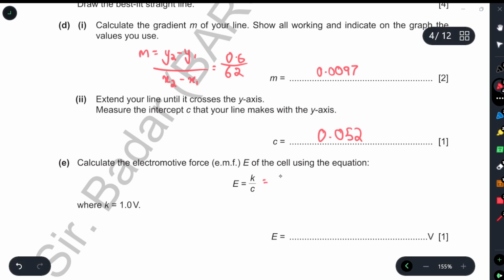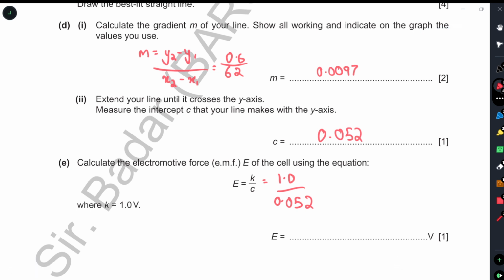So this right here is going to be 1.0 divided by 0.052. So we can figure that out. Let's use a calculator to figure it out. So we've got 1 divided by 0.052, and your answer is going to be 19.2. We write 19 to 2 SF, and we can move on. All right, so that should be fairly simple.